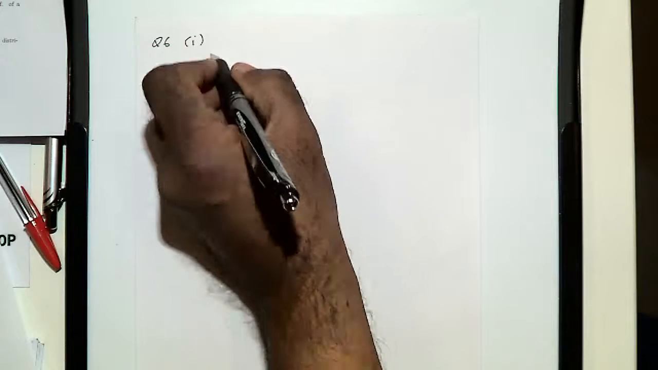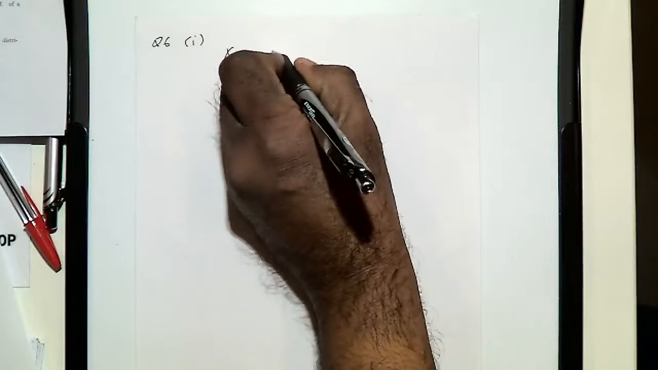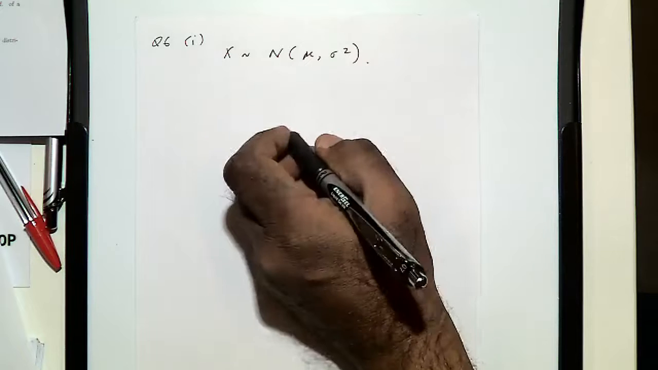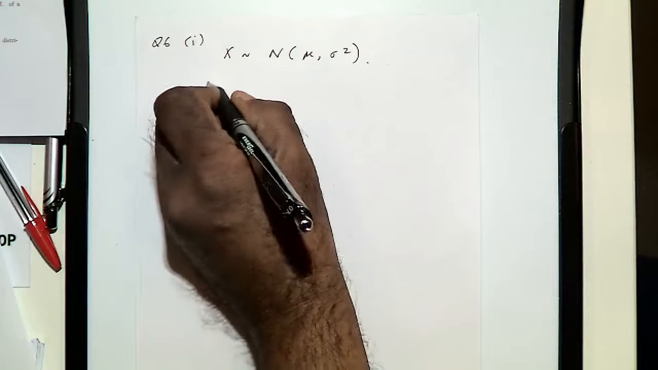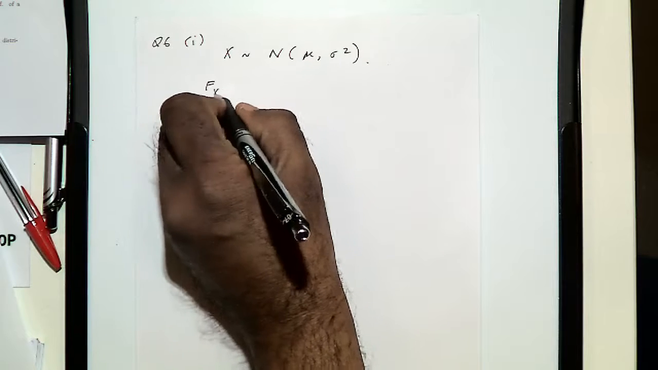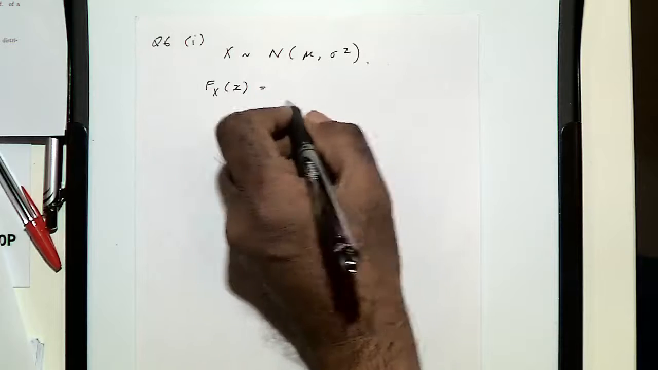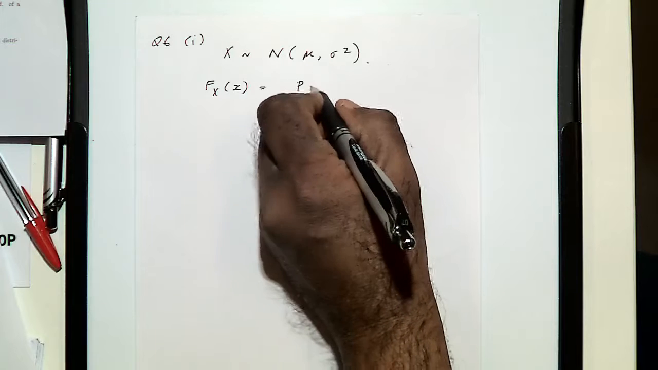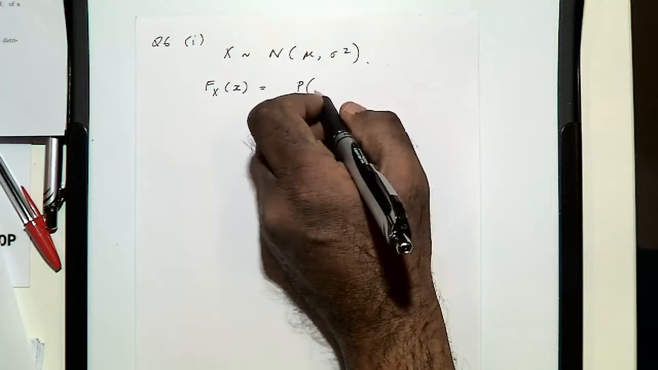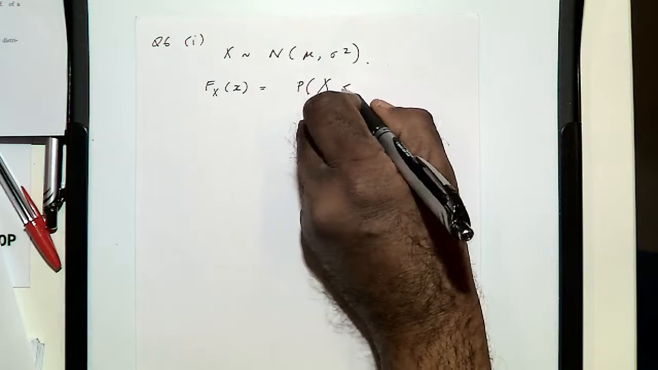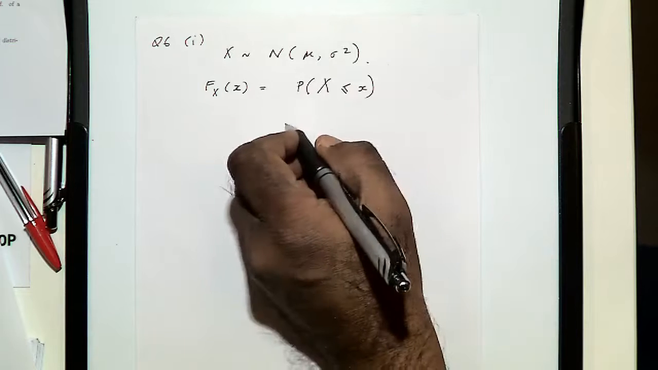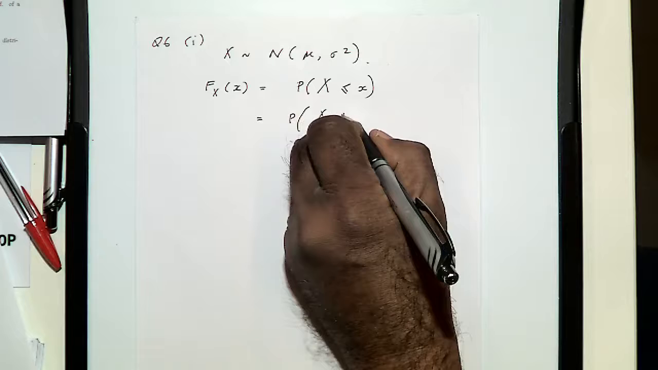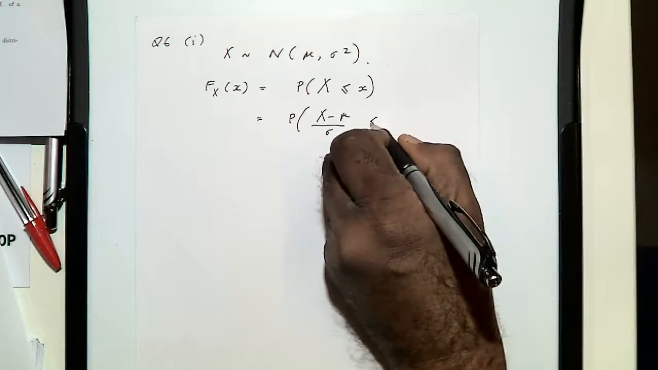Now we are assuming that X is a normal variable with these parameters. Now we want to find the CDF of X. Remember, what's the definition of a CDF of X? It is the probability that capital X is less than or equal to this. So now what I'm going to do is do this on both sides.